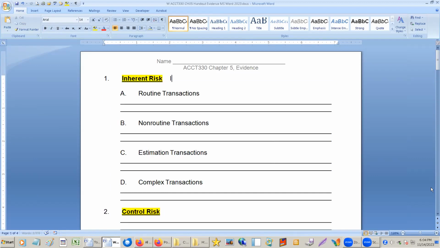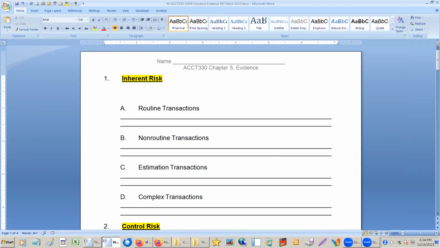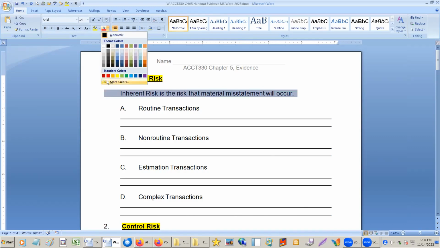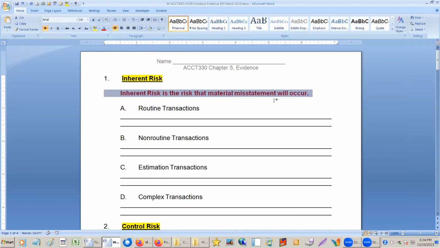Inherent risk is a risk that a material misstatement will occur. So will it happen? Sometimes they'll add on to that, absent of controls. This is basically just, will a material misstatement occur? So no controls involved.